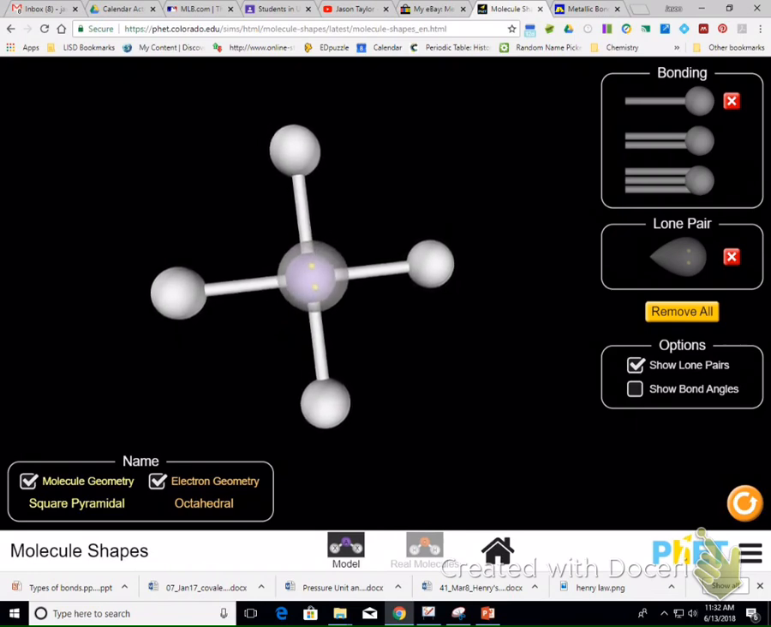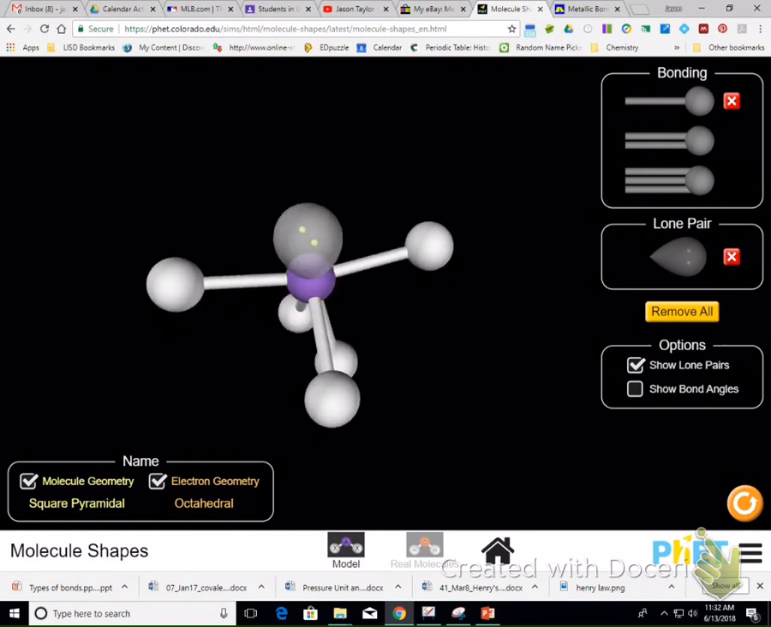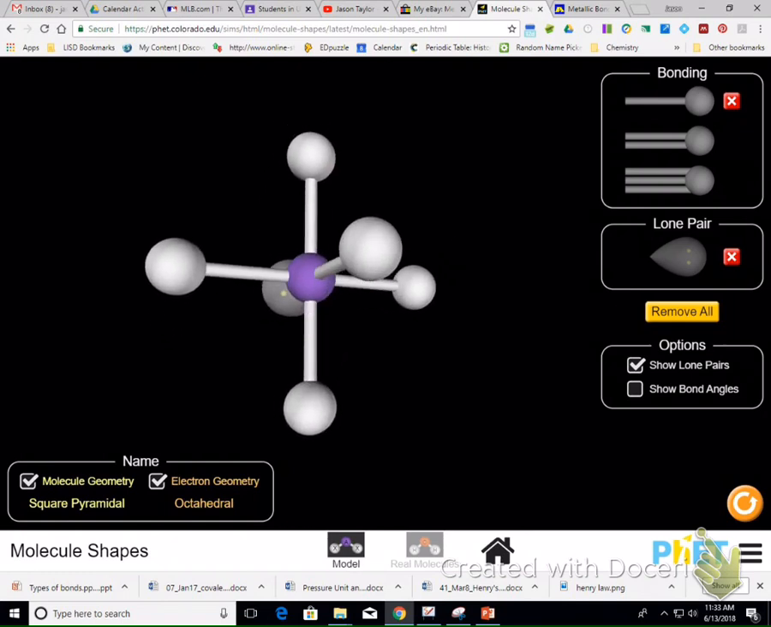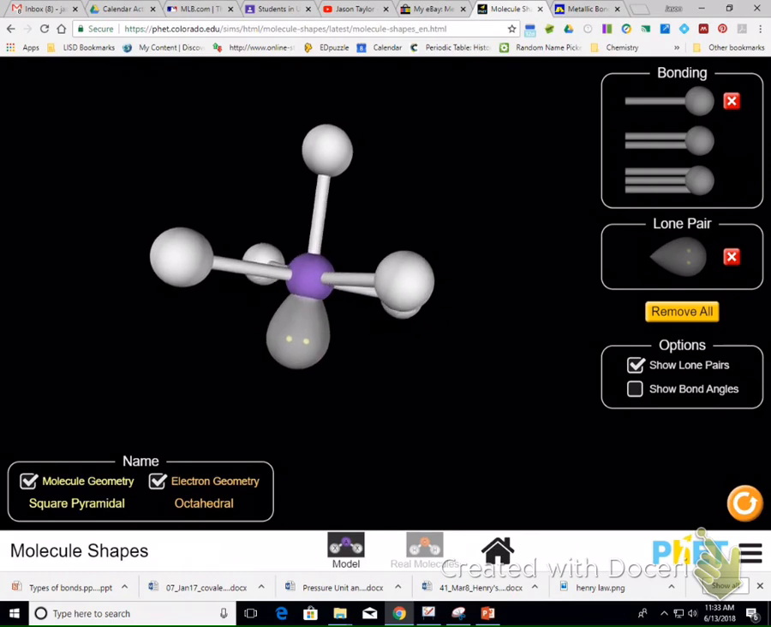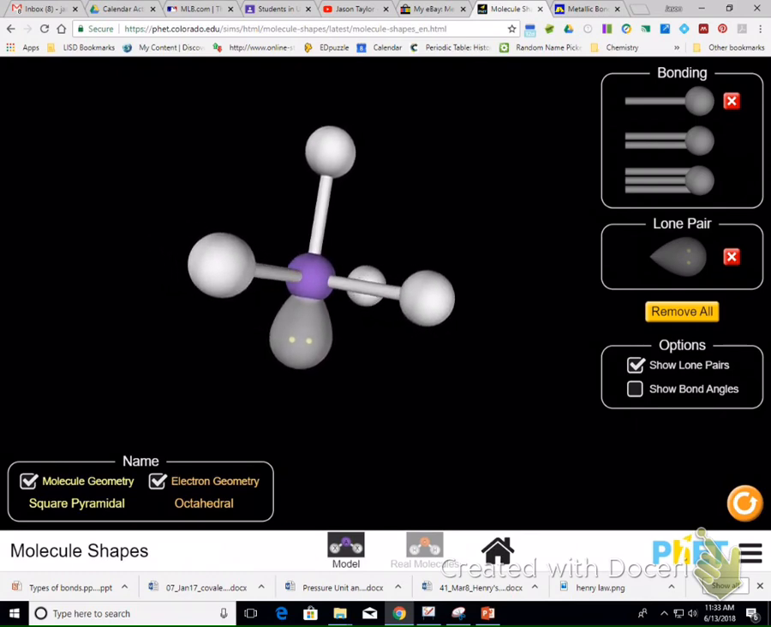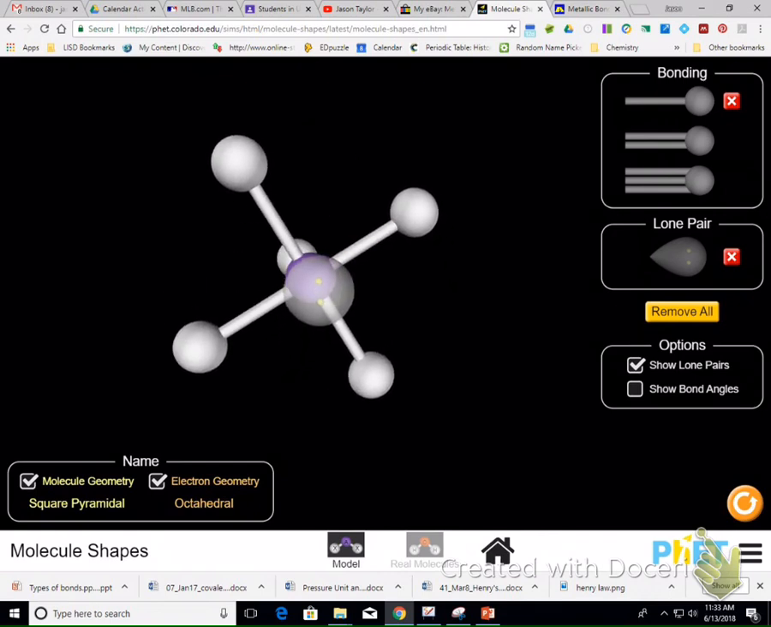So if you look down the new axis of the lone pair, you can see that this is a square, and it's three-dimensional. There we go, that's what I wanted. It's three-dimensional, so we have a pyramid again, but this isn't a triangle-based pyramid, it is a square-based pyramid. So this is called square pyramidal molecular geometry.